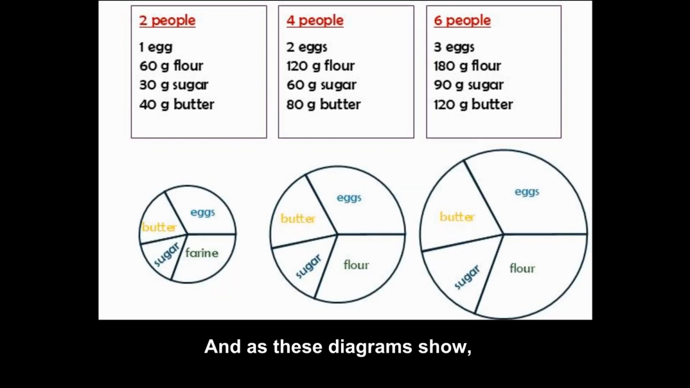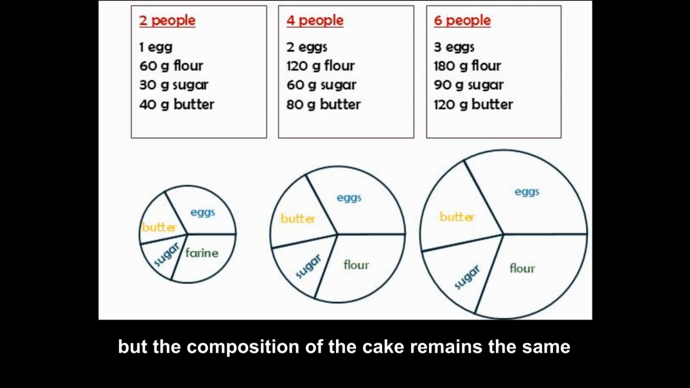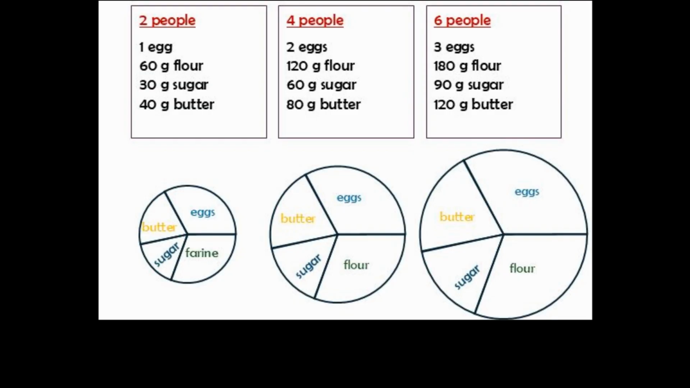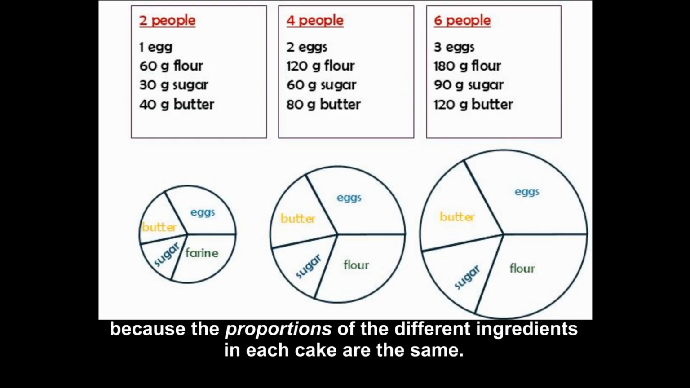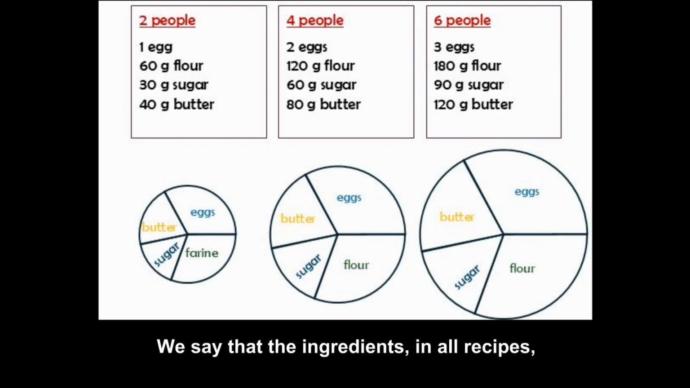And as these diagrams show, we see that the different recipes give different sizes of the cake, but the composition of the cake remains the same because the proportions of the different ingredients in each cake are the same. We say that the ingredients in all recipes are in the same proportions.